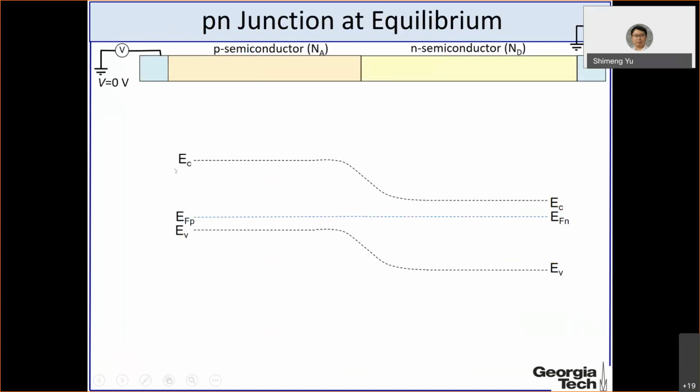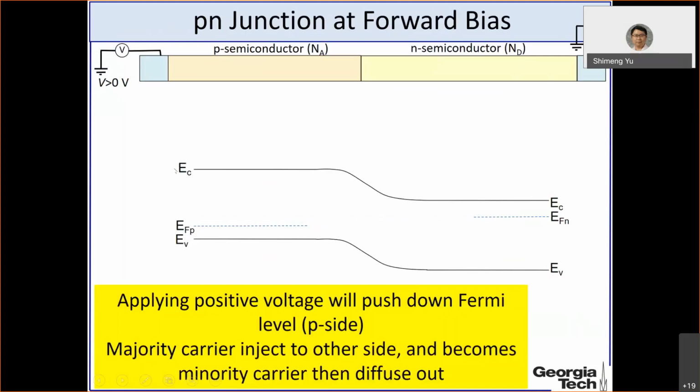And now you apply positive forward bias. So this is positive to the p side. And if you recall the conclusion from the last lecture, we said that positive voltage pushes down the band. Why is that? This is the electrons' energy diagram. You have positive voltage, the electrons' energy will be reduced because the electron is negatively charged, so it will push down the band.